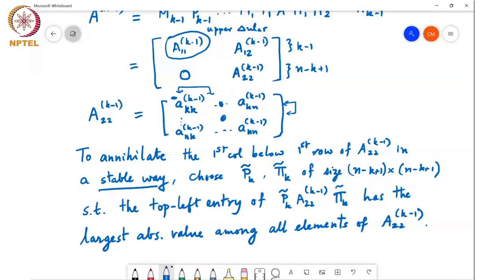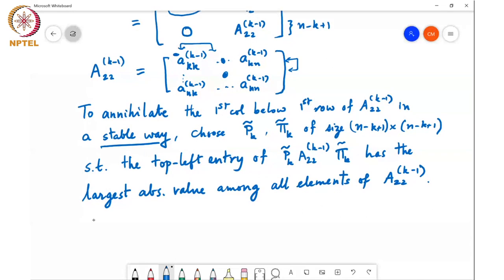Then we find MK as before. Okay, so we saw the last time that MK will be a matrix with ones along the diagonal, zeros above the diagonal, and minus L K plus 1 comma K up to minus L N K below the main diagonal of the kth column, with L IK chosen to be equal to AIK of K minus 1 divided by AKK of K minus 1. So all this we discussed the previous time.